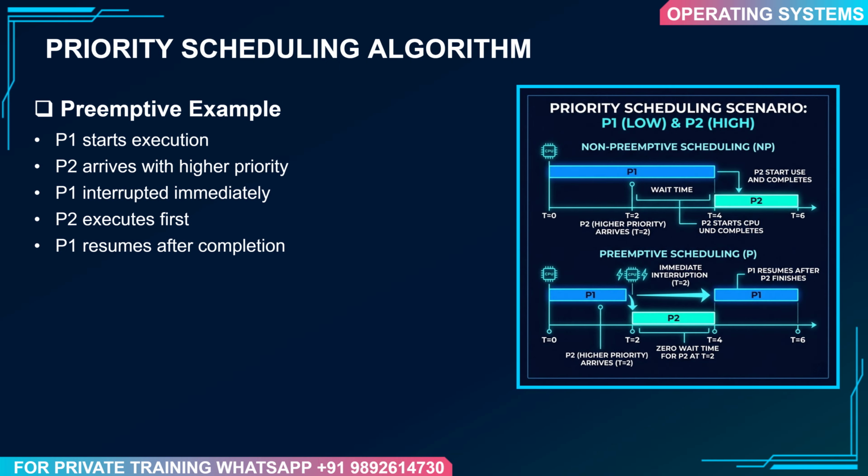Let's revisit the same example. P1 starts execution with low priority. After 2 units, P2 arrives with higher priority. In a preemptive system, P1 will be interrupted immediately and P2 will take over the CPU. Once P2 finishes, P1 can resume from where it left off. This ensures that important tasks are handled without unnecessary delay. This is why preemptive scheduling is commonly used in real time and interactive systems where responsiveness matters.